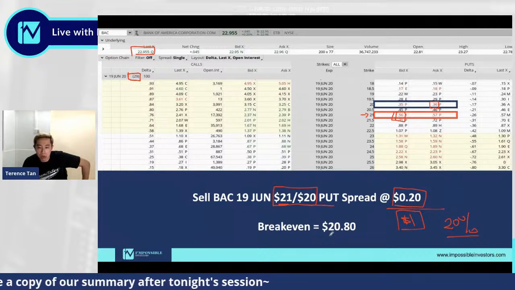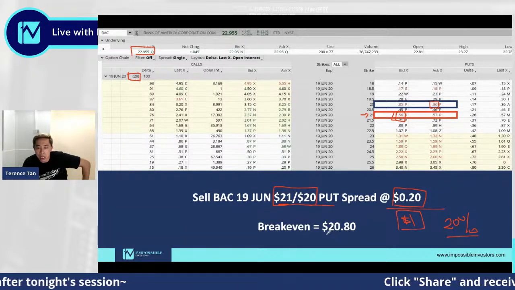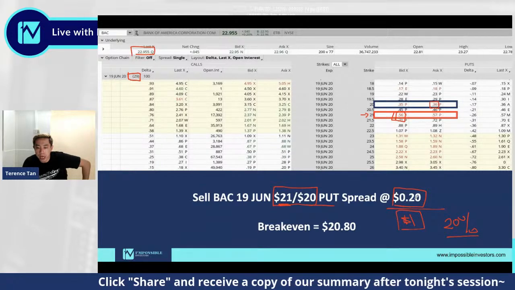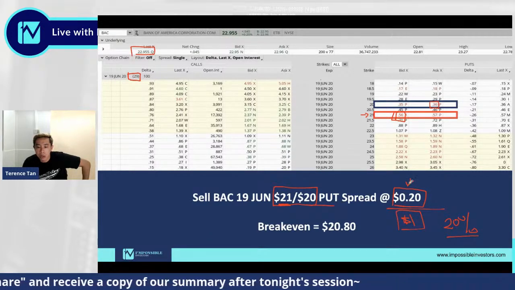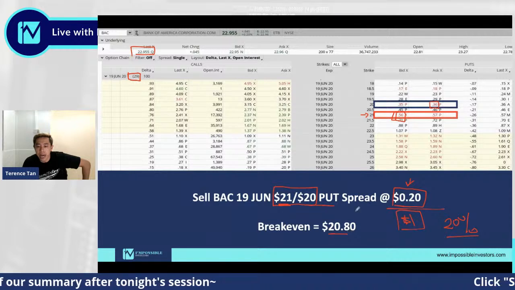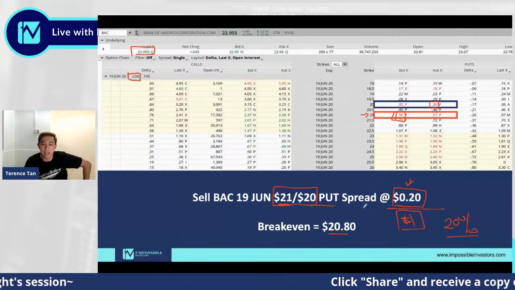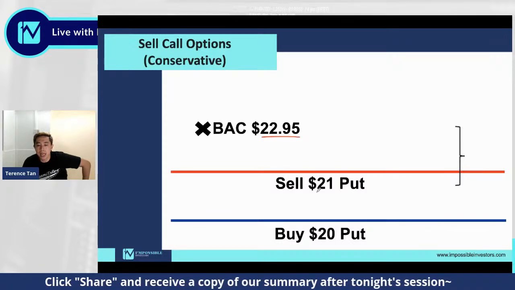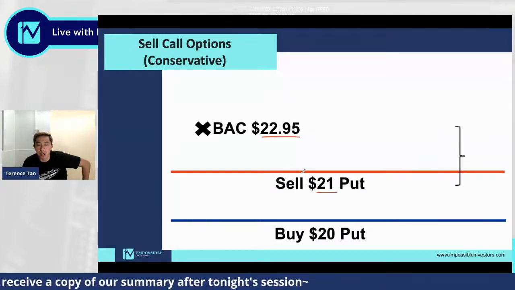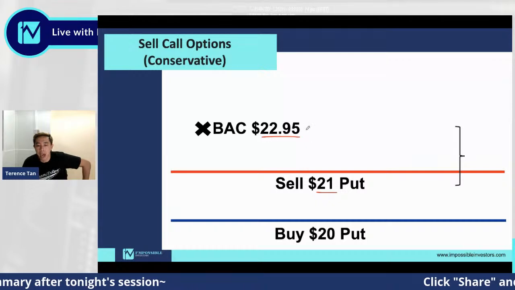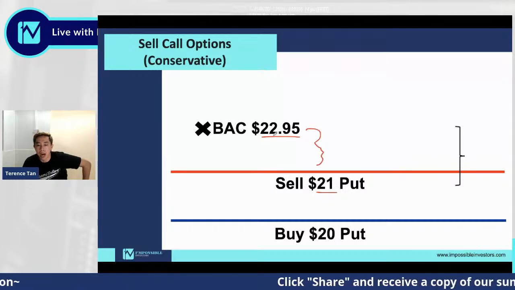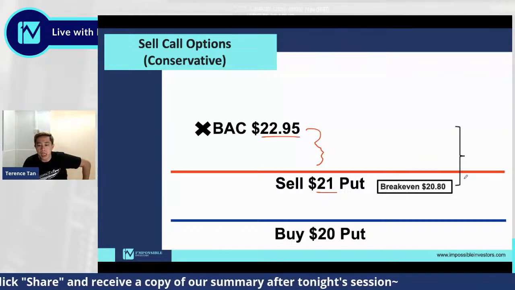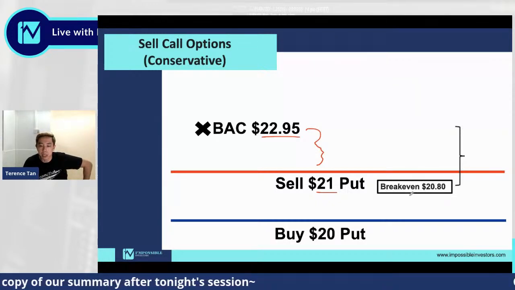Now, that will also mean that our break-even price is going to be the sell strike, which is 21, minus the premium we're collecting, which is 20 cents. That will put us at $20.80. This is how it's going to look. The stock is sitting over here, and this time we're selling the 21 put, so we're starting below the current stock price. So we have a buffer that is already sitting here, and when it crosses below the red line, we still have a buffer because we collected 20 cents. So our break-even price is at 20.80.